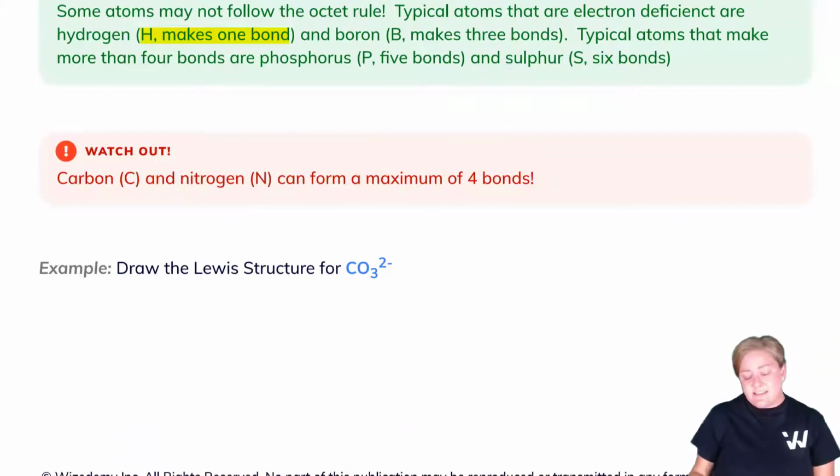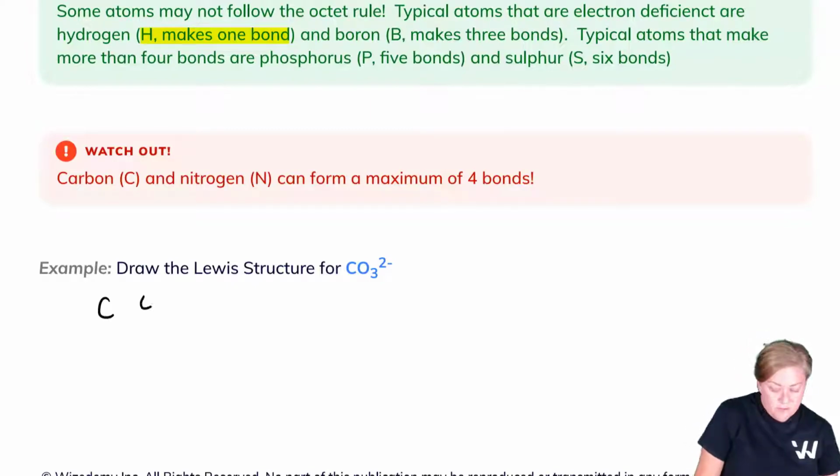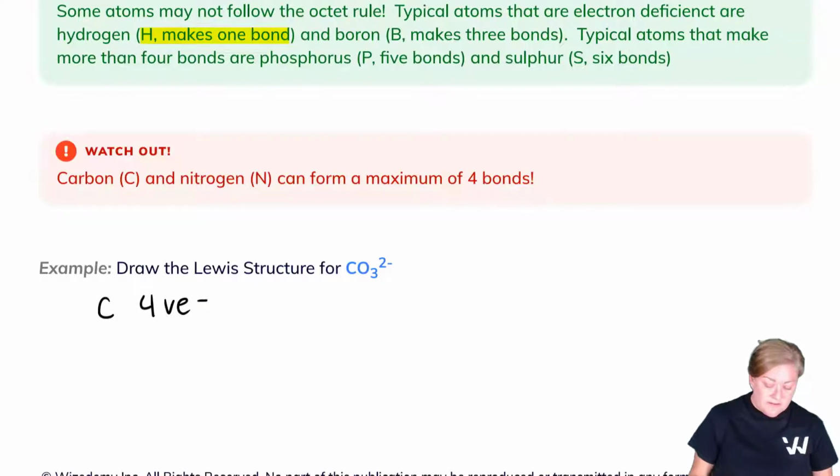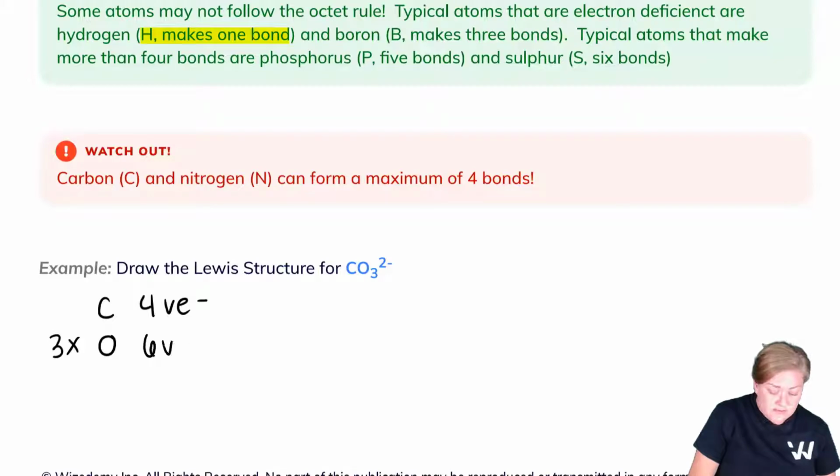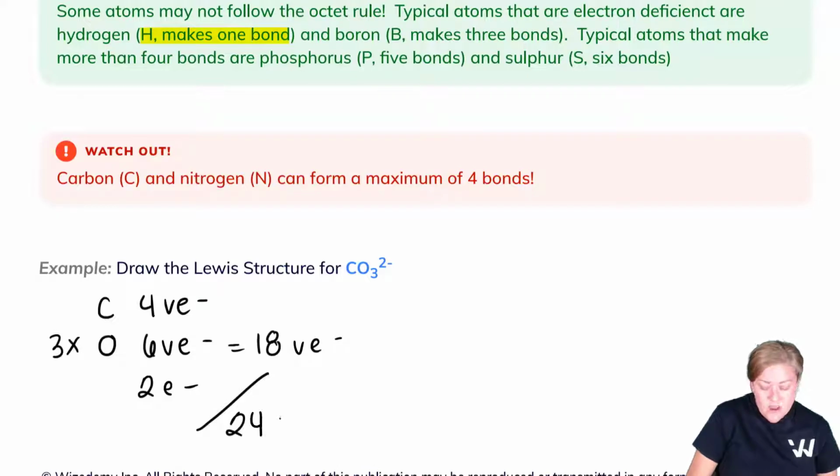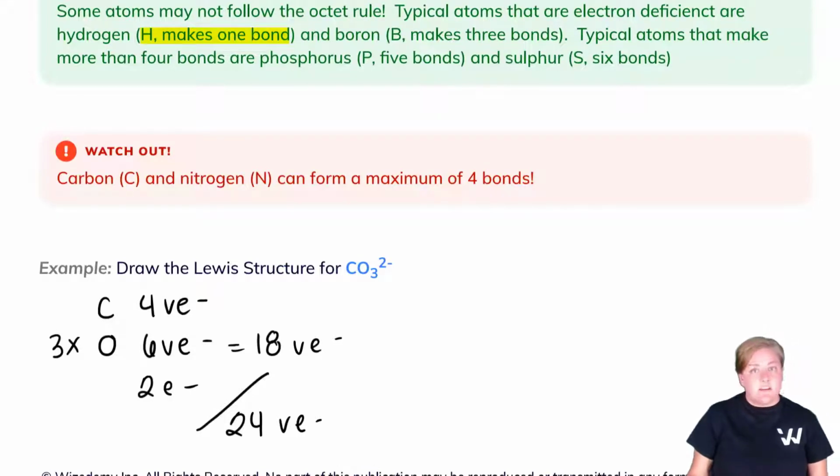Now, let's take a last look and draw a Lewis dot structure here for the carbonate, or CO3 2-. Let's start with determining the total number of electrons. Carbon here comes with 4 valence electrons. Each oxygen, and there's 3 of them, arrives with 6 valence electrons, and we have a grand total of 2 bonus electrons from the charge, which gets me to a grand total of 24 valence electrons.